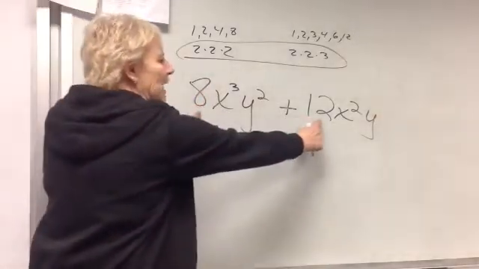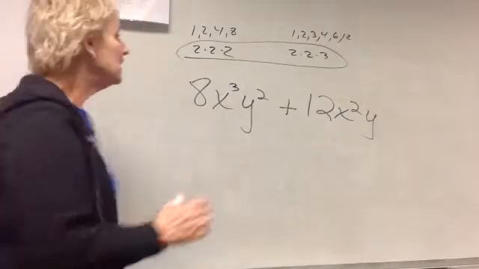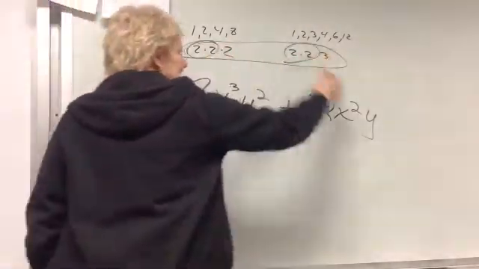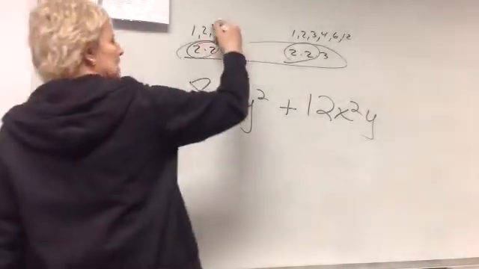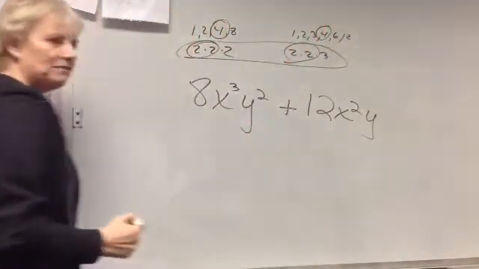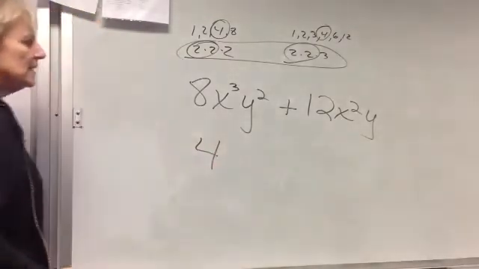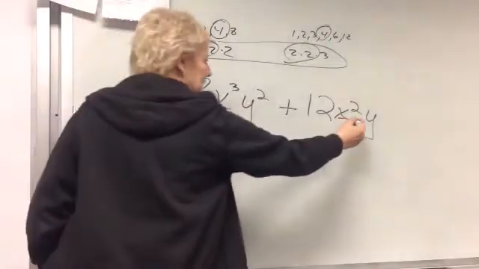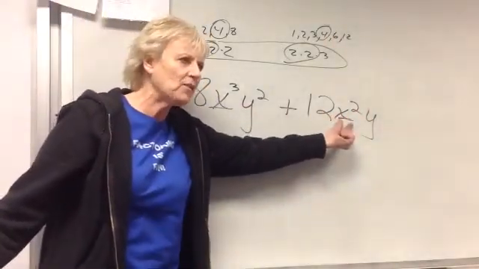What number divides into both of those? The biggest. 4. And that's how you get it. See, that's what they have in common, is a 4. Or, if you listed them, you'll see that the greatest common factor is 4. So, 4. Now, look at the x cubed and the x squared. It's always the one with the smallest exponent.